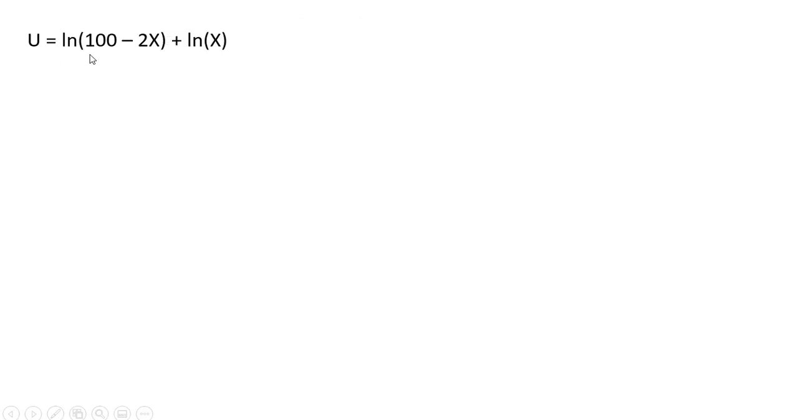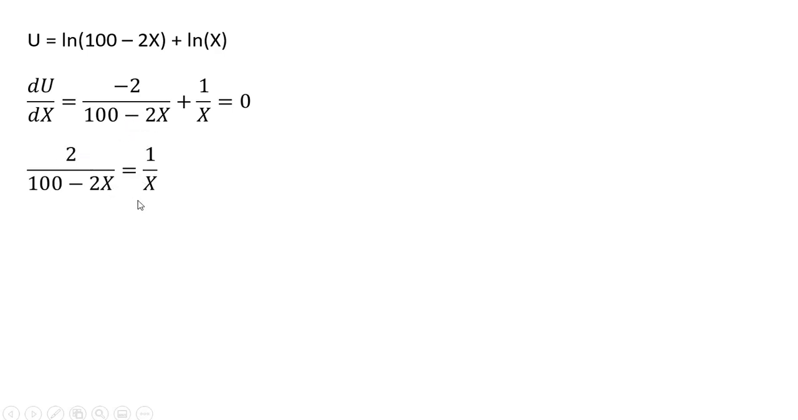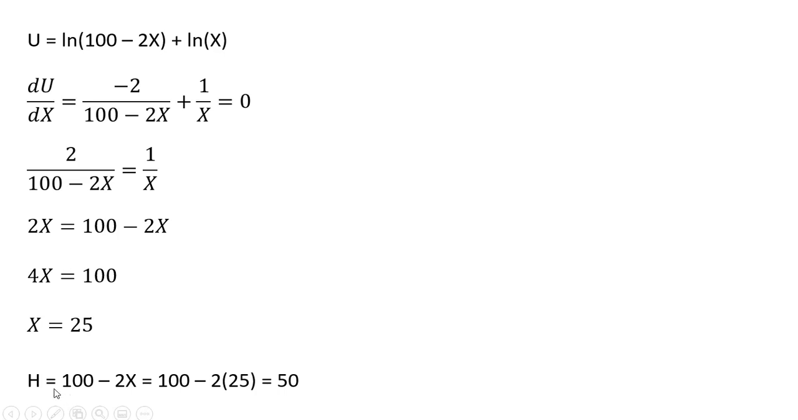We do that right here. So our utility function, taking the derivative of that, the derivative of the natural log of 100 minus 2x is minus 2 over 100 minus 2x. And the derivative of the natural log of x is just 1 over x. Moving some things around, losing the minus sign now, and cross multiplying. Adding 2x to both sides and dividing through by 4, the consumer will buy 25 units of good X. And since H equals 100 minus 2x, the consumer will buy 50 units of health insurance.